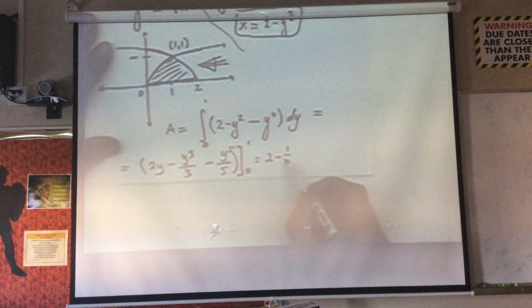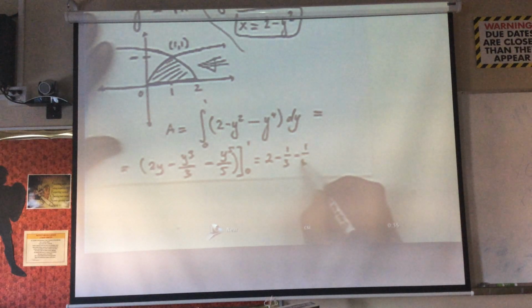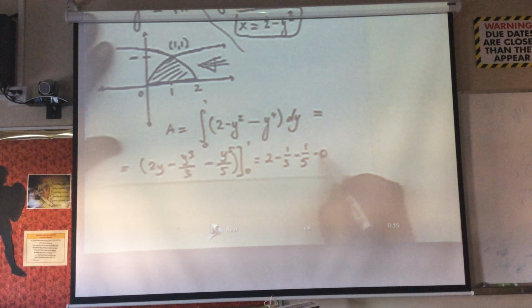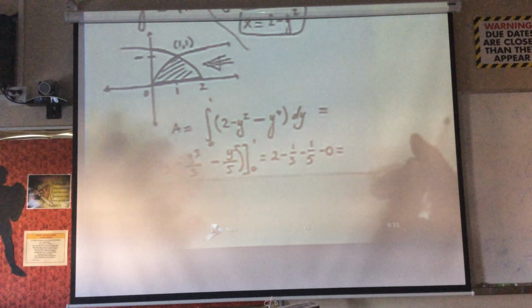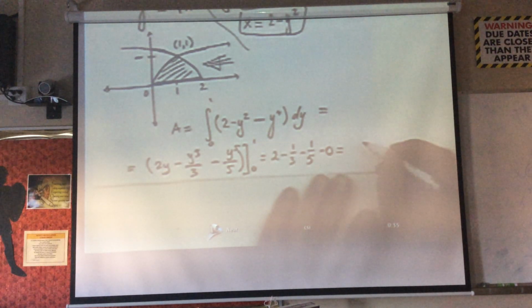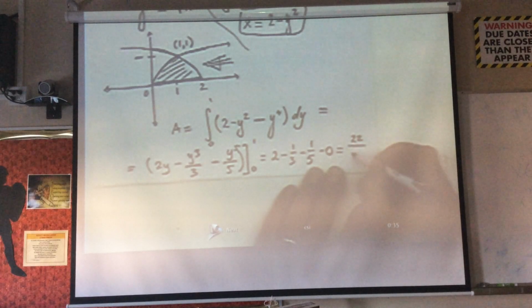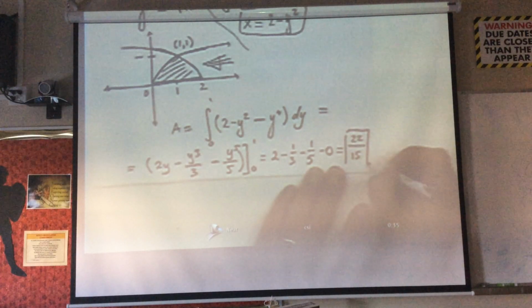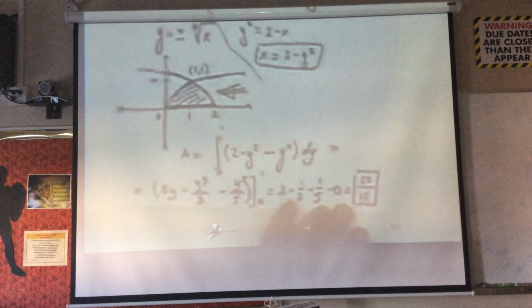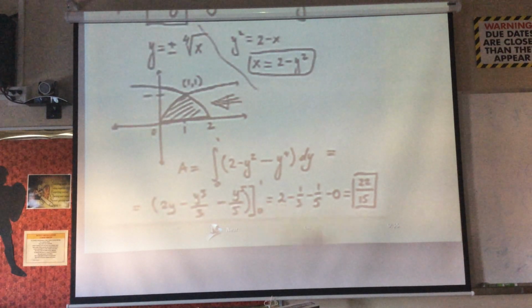We get 2 minus 1 over 3 minus 1 over 5 minus 0 when we substitute. So when we add and subtract and put everything together, LCD will be 15, so we get 22 over 15. And this will be the answer. All right?